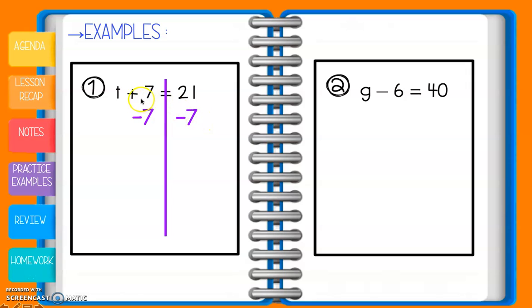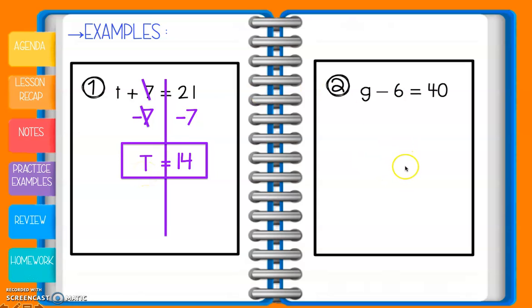Now, we have a plus 7 and a minus 7, and they cancel each other out, and we're left with just a t. That's what we wanted. Remember, we want to get that variable all by itself. And then over here on this side, we're just going to do 21 minus 7. 21 minus 7 gives us a 14. So our solution is t equals 14.